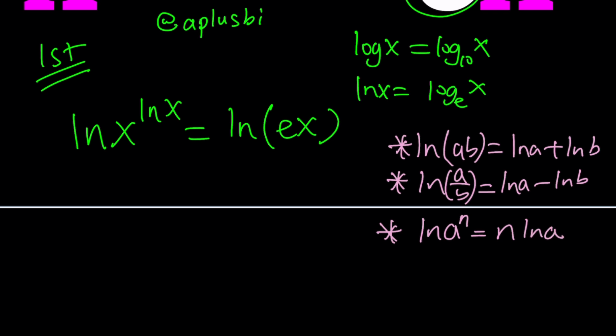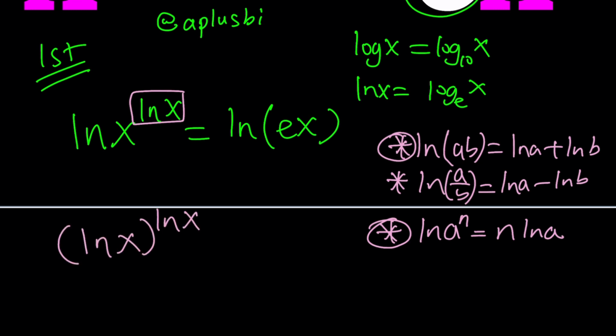Make sense? So we're going to be using two of those properties, the first one and the third one right now. Let's take a look at this, for example. This looks like a power of x, right? Because when you have something like this, you also have to be careful. This one is definitely different from this one. They're not the same, right? Because here the base is ln x, the exponent is ln x. Here, ln x is an exponent, but it's only for x, and then log is applied afterwards.